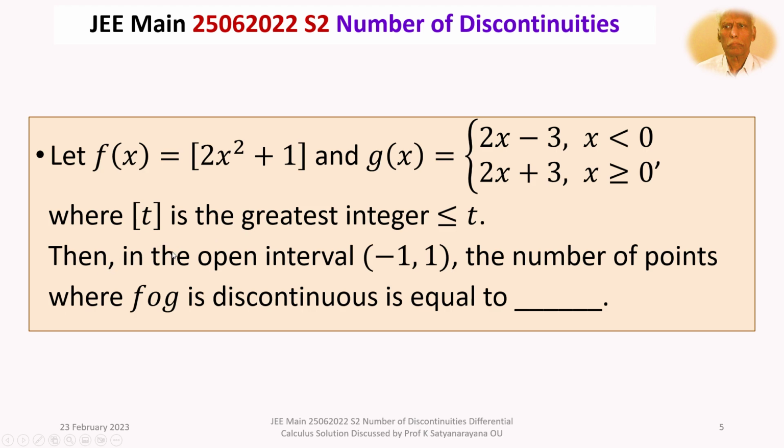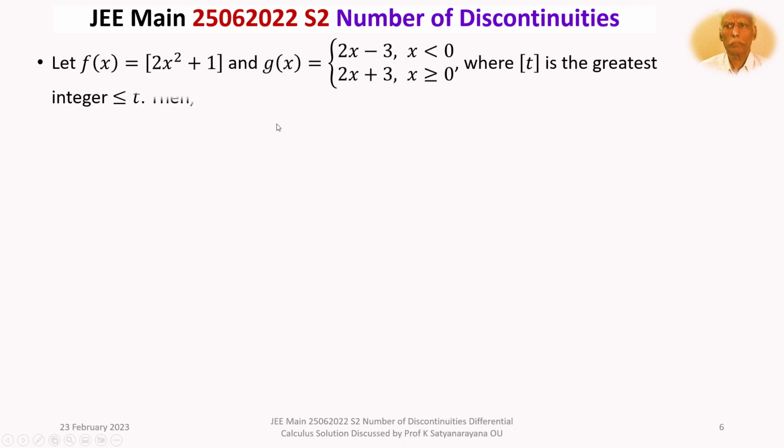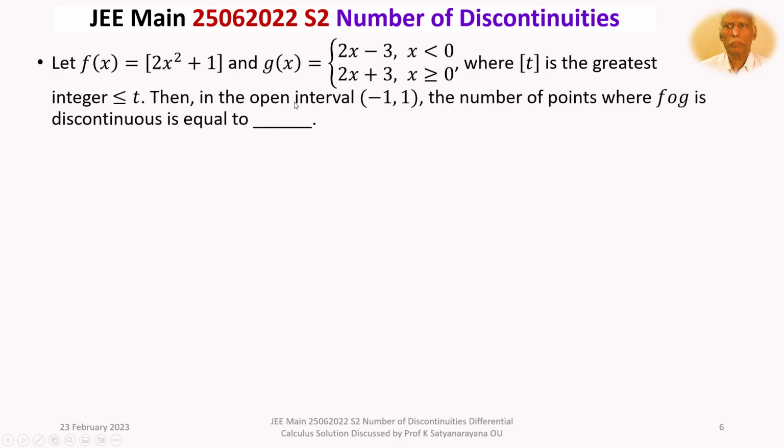Then we have to find, in the open interval minus 1 to plus 1, the number of discontinuities of this function f composed g. So we have to count the number of discontinuities of f composed g in the open interval minus 1 to plus 1. That is our given question. Let's now discuss the solution of the problem in detail.